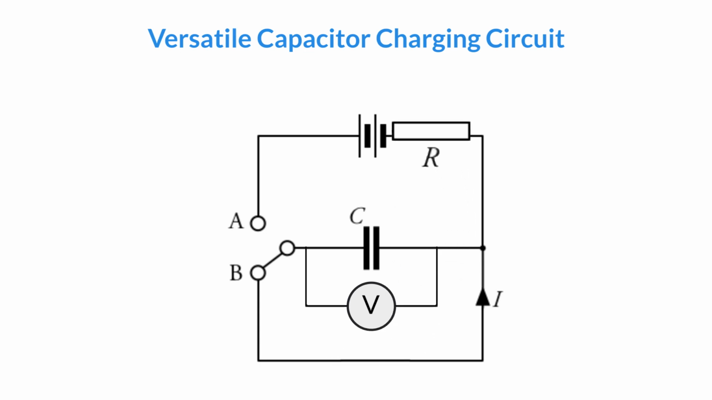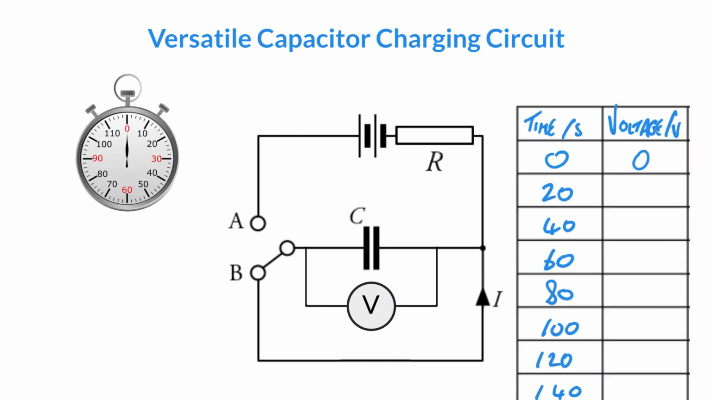So let's say we're investigating charging, so we put the resistor in the charging side. What we would do is leave the system in position B until we were ready, and then check that our voltmeter is connected properly and giving us a reading. Then we would start a stopwatch and start recording the voltage at equal time intervals.